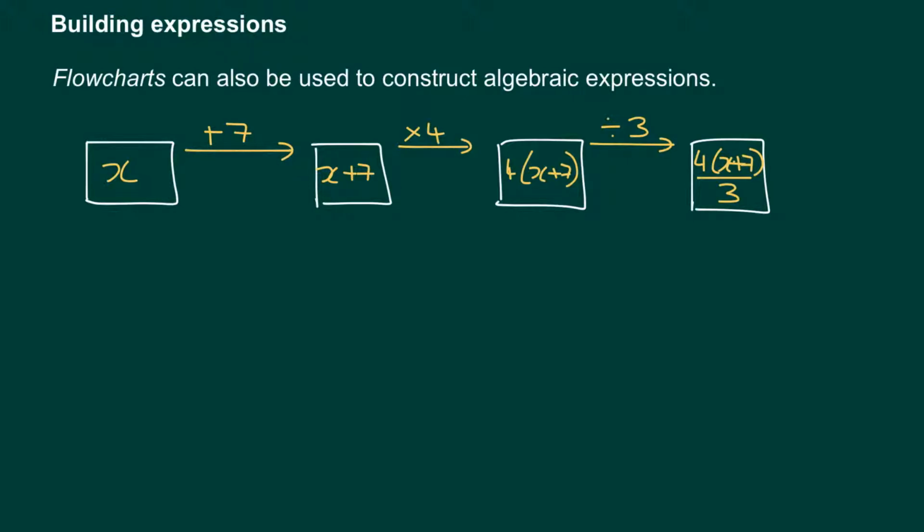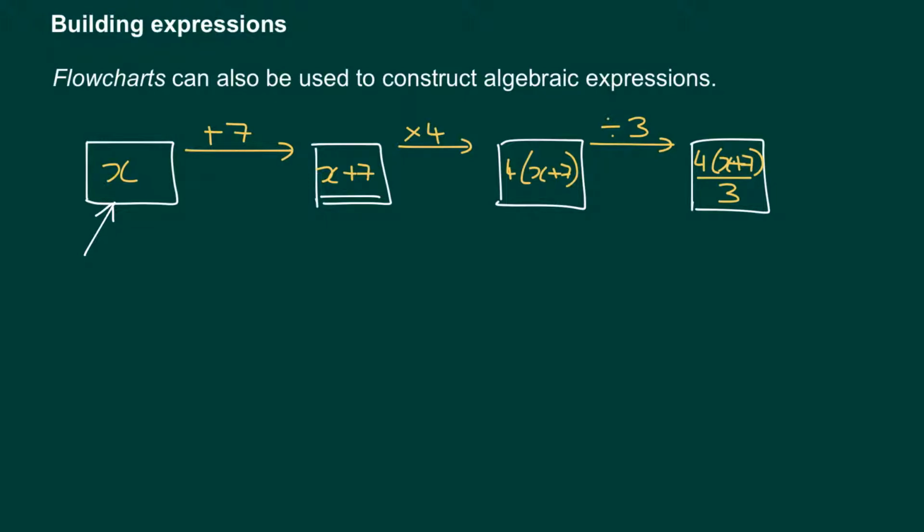So again, let's have a look at this flowchart that I've drawn as an example. So we had an input number of x. Now as we know, x simply represents any number. We don't know what the number is, so we use x. And as we work our way down the flowchart, we start building up that equation or expression. So x, we do x plus 7, so that becomes x plus 7.